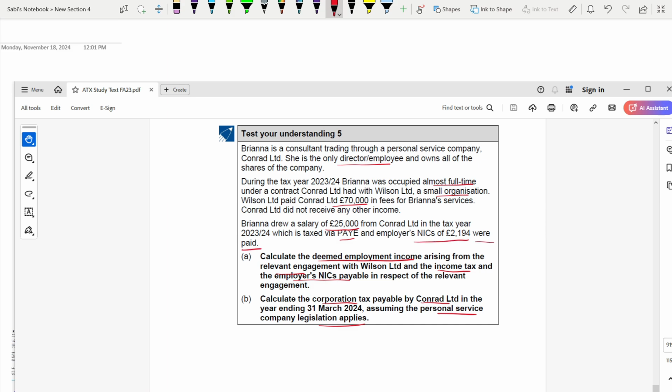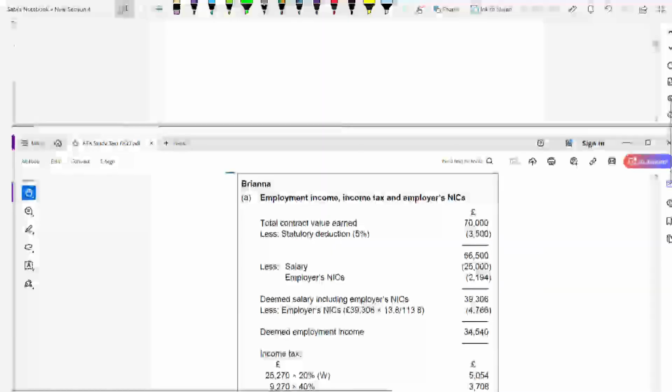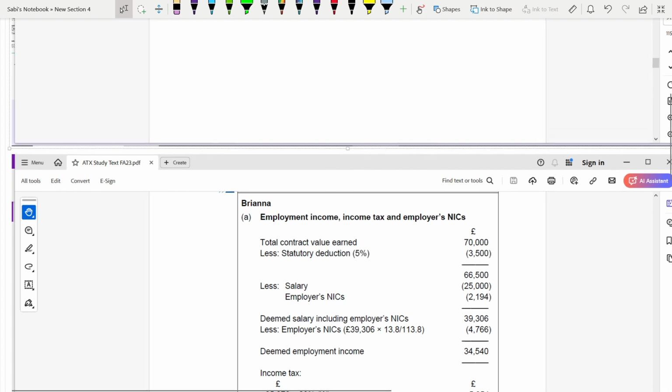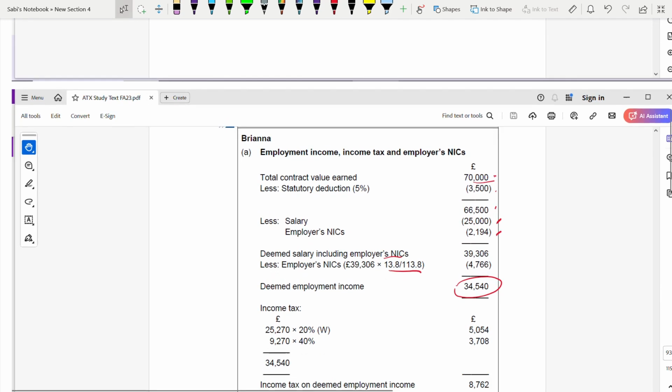So now let us work out the deemed employment income. What should you do? Notional salary. They are asking you the notional salary. So first, from 70,000 you deduct 5%, and you get this. Then your actual salary you deduct, and employees NIC that has been paid you deduct, and you get your deemed salary. It is including employees NIC, take it out, and you deduct and you get your deemed employment income. Once you get it, calculate income tax.